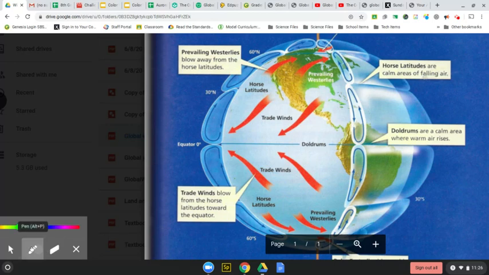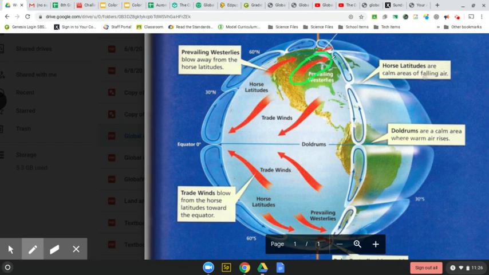And now let's do the prevailing westerlies. I'm circling one of those now. Okay, so the prevailing westerlies, you'll notice there's some up here in the northern hemisphere, and there's also some down here in the southern hemisphere. The name prevailing westerlies, prevailing means they're ongoing, okay, they're not stopping. And since there's westerlies in the name, they start from the west, and now they curve towards the east.